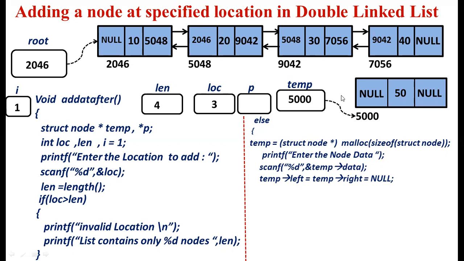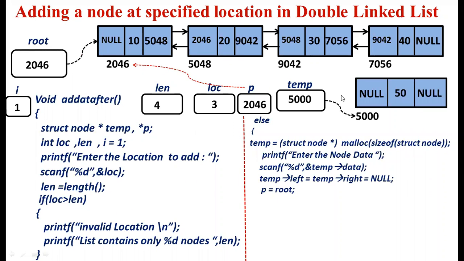So here we have declared two variables. One is the pointer variable P, and one ordinary variable of integer type, I, whose initial value we have taken as 1. Now this pointer variable needs to point to the first node and travel to the location specified. So here we have to assign the root value to P. So the initial value of P will become 2046, so that P will be pointing to the first node.